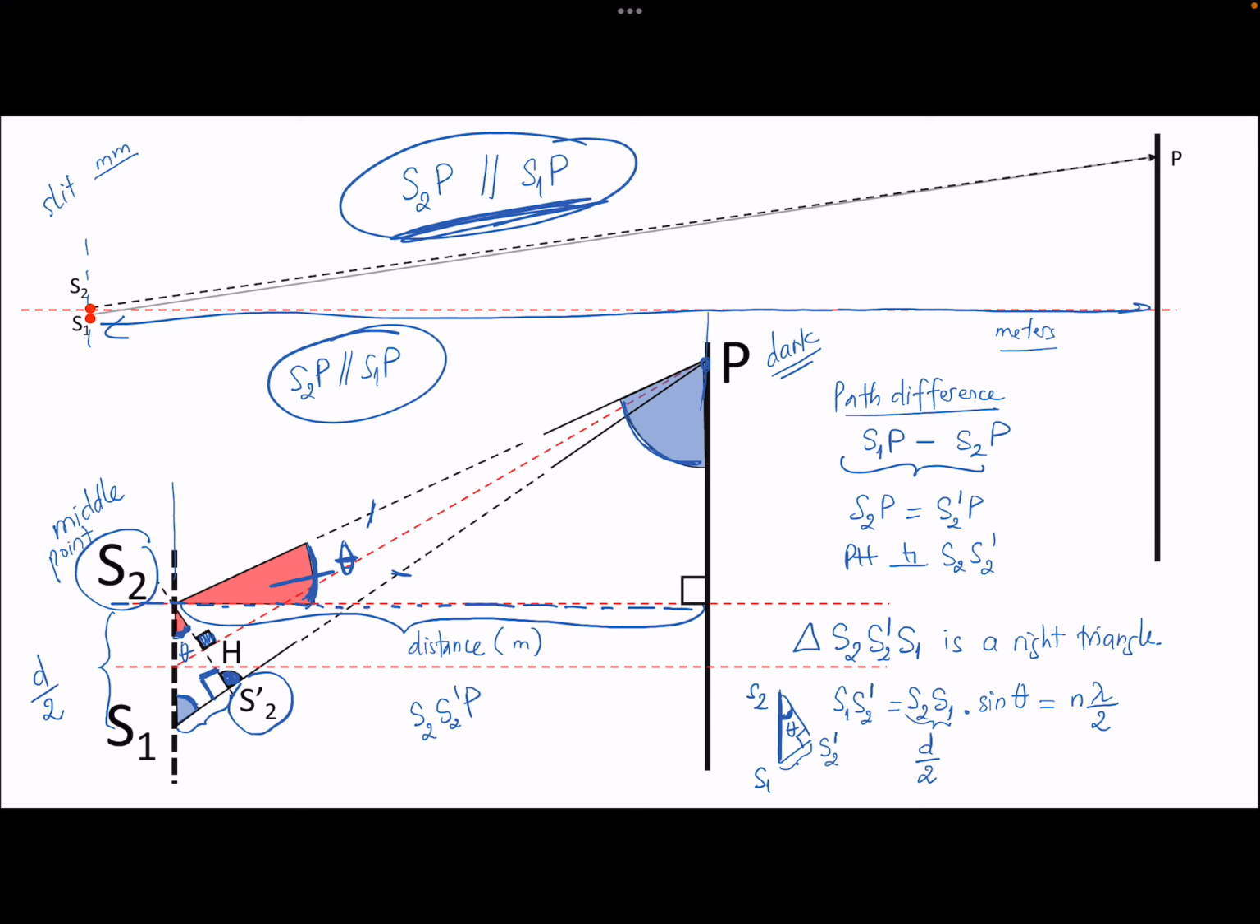Let me write it here: d times sine theta equals n lambda over 2. So you see 2 on both sides, we can cancel them out, and finally we get this. This is what we wanted to prove, what we wanted to derive from the beginning. Is it good? Okay, let me know if you have any questions, please. Thank you.